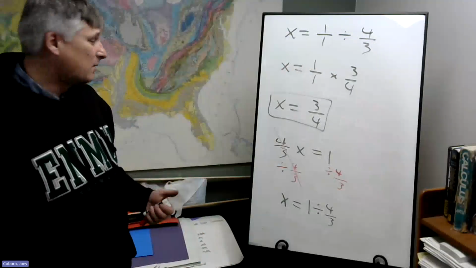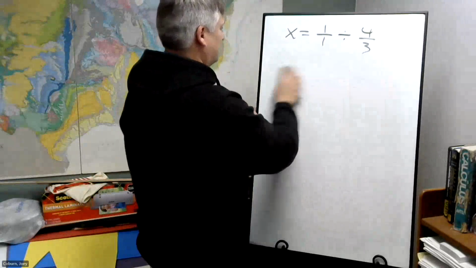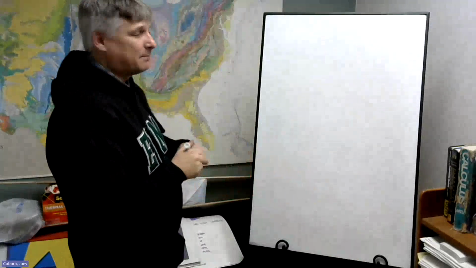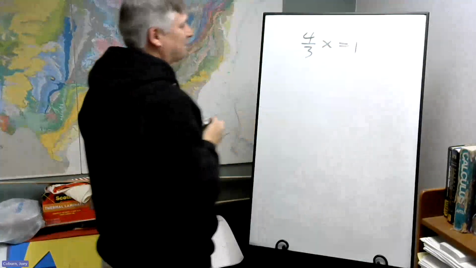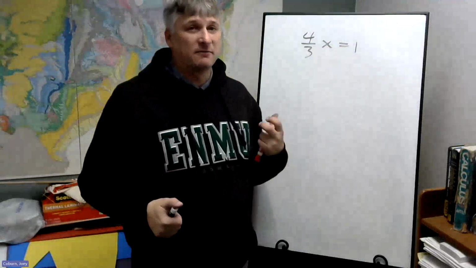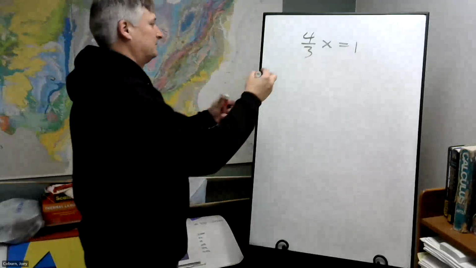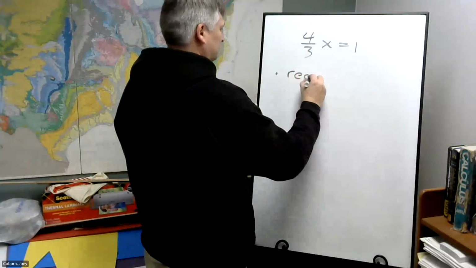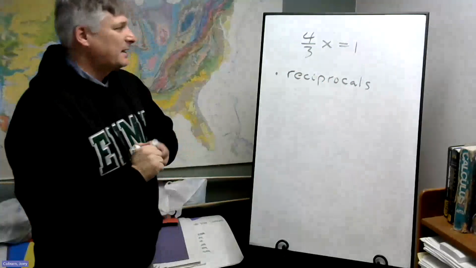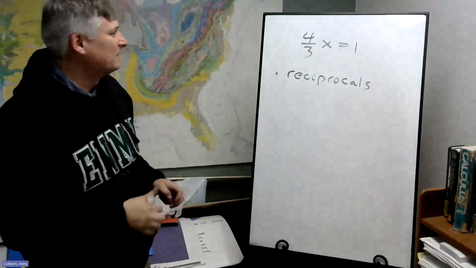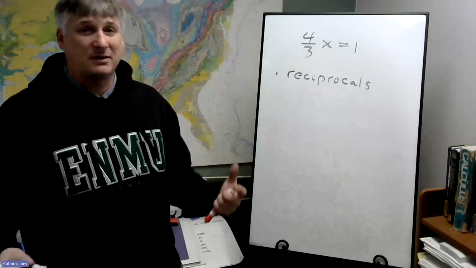Now, there's another way you can go about this. Let's take a step back to 4/3 x equals 1. Right before we divided both sides by 4/3. There's another idea we could use called reciprocals. And the idea of reciprocals is this. If you take a fraction and multiply by its flip, the answer is 1.